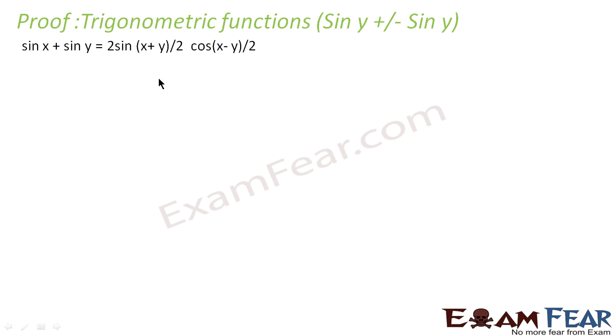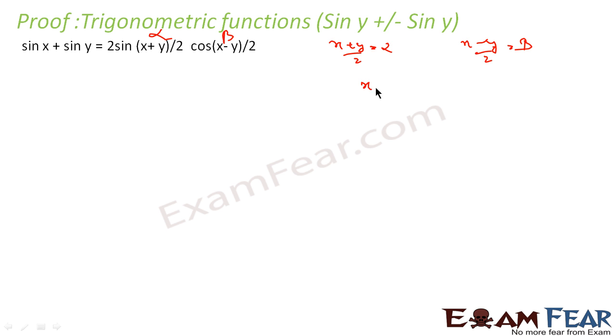Similarly, let's take sin x plus sin y is equal to 2 sin of (x plus y) by 2 into cos of (x minus y) by 2. Here also we'll do the same thing. We'll take alpha and beta, so that (x plus y) by 2 is equal to alpha and (x minus y) by 2 is equal to beta.